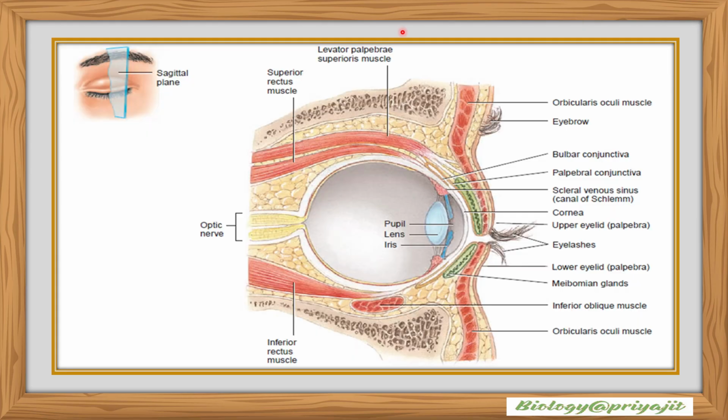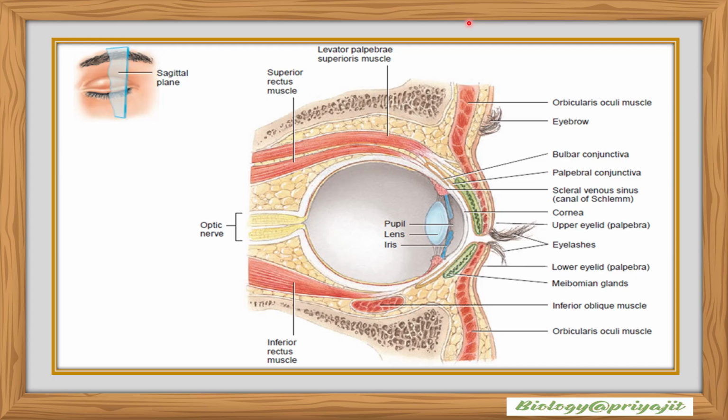This is a sagittal section, or side view cut, of the human eye and surrounding structures. The diagram shows both external protective parts and internal eye components. Protective structures include the eyebrow, which prevents sweat and dust from entering the eye. Eyelids are the upper and lower, also called palpebrae. They protect the eye from injury, spread tears, and control light entry. Eyelashes act as sensors and prevent debris from entering.